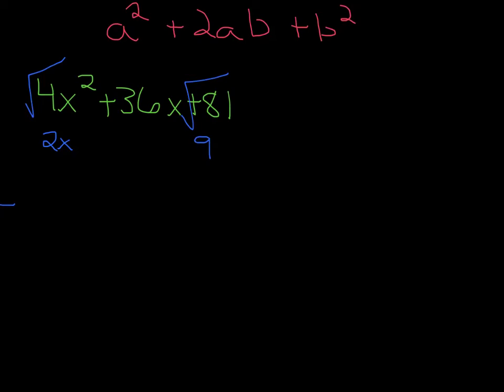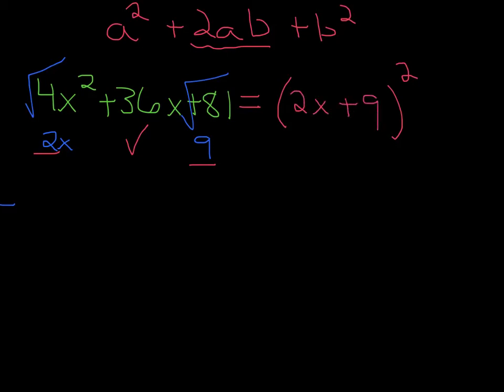When you multiply 2 times 9 and double it, do you get 36? 9 times 2 is 18. Double it, you get 36. So that's your check. Yep, we have a perfect square trinomial, which means our answer is a binomial squared. And all you have to do is input 2x and 9.